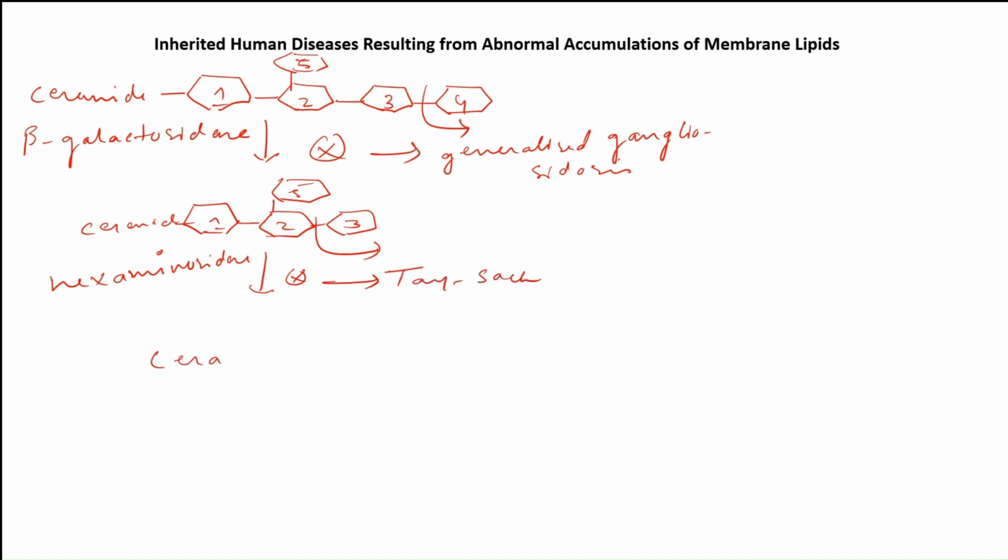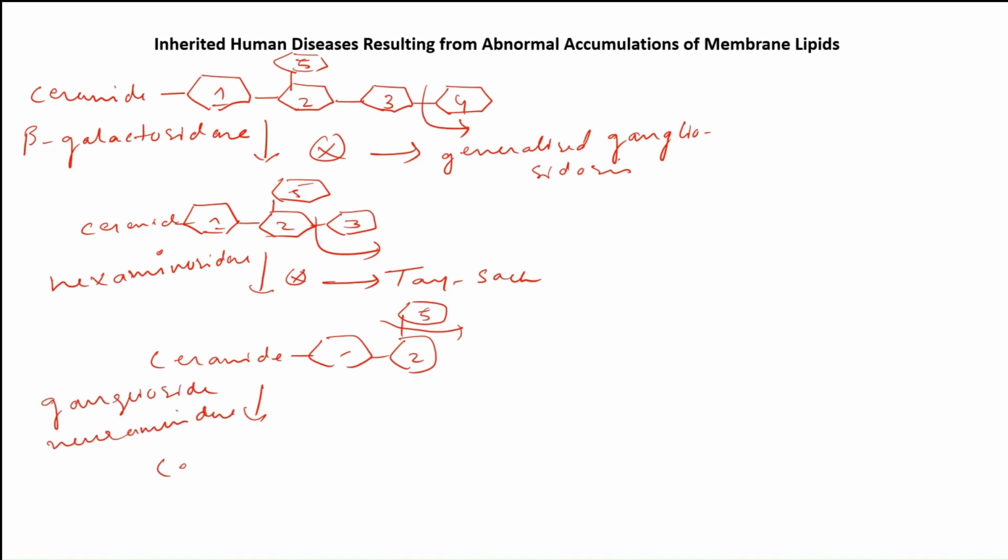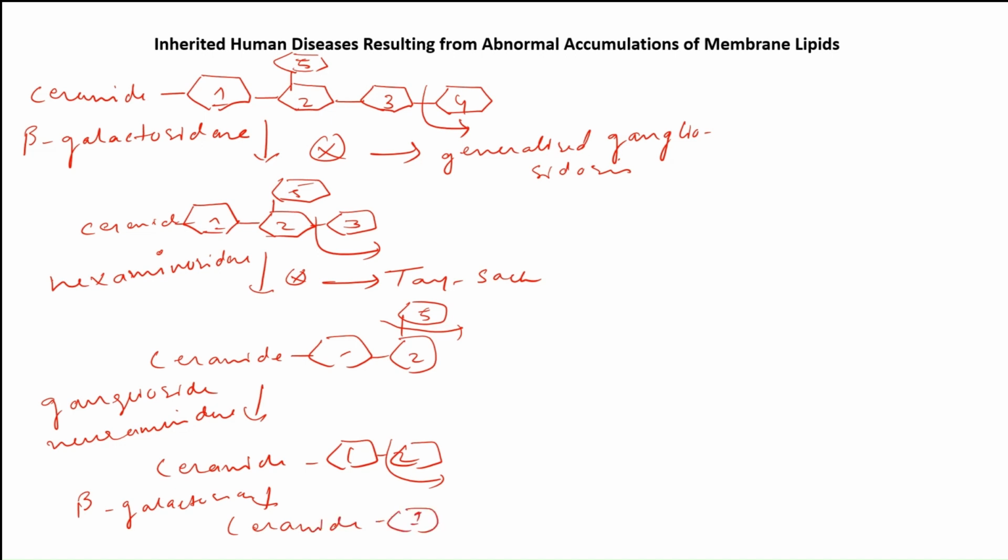Now, after removal, what is left? This much. Now, this fifth numbered carbohydrate is removed with the help of enzyme ganglioside neuraminidase. Now, the compound formed is ceramide. Only these two remain. Now, this is removed with the help of enzyme, again beta-galactosidase. Now the left compound is ceramide with only this carbohydrate.